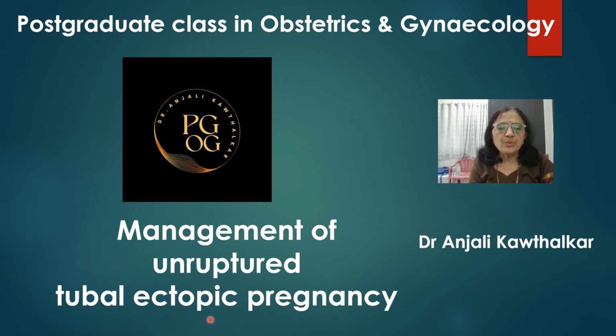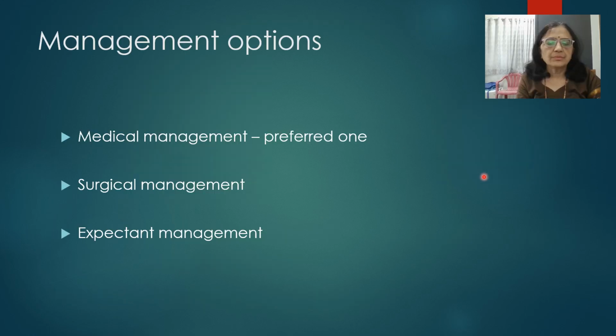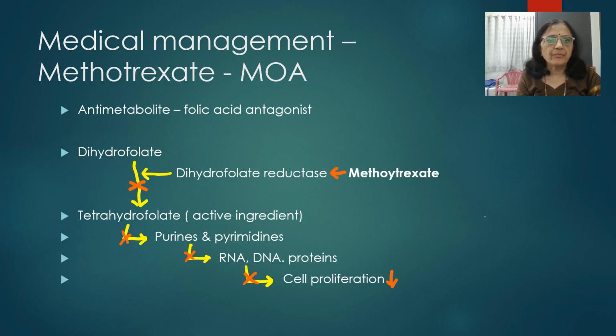Today's topic is management of unruptured tubal ectopic pregnancy. Management options are medical management, which is the preferred one, surgical management, and expectant management. In medical management, mainly we use methotrexate. It is the main drug which is used for medical management of ectopic pregnancy.